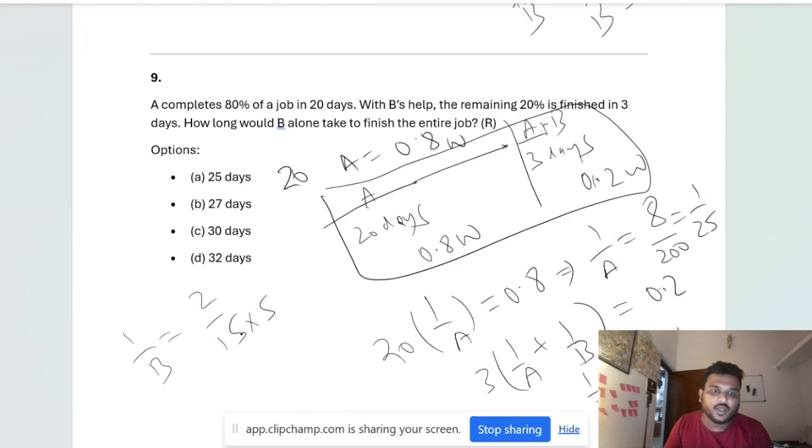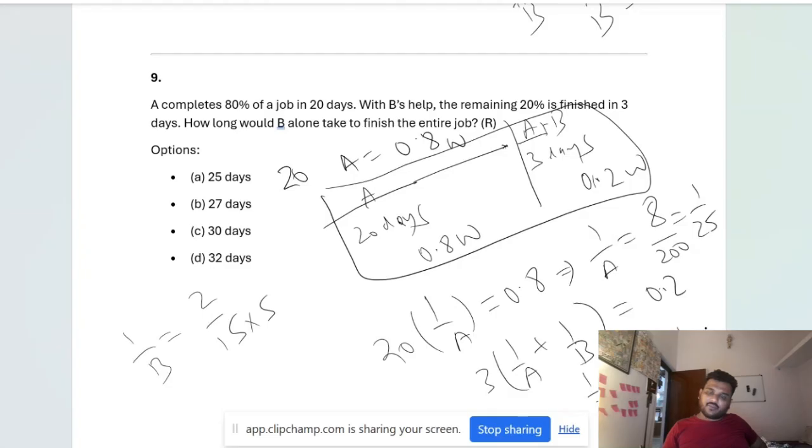Let's double check the calculation. 2 by 15 into 5 is correct, right? Because we did 20 days, 1 by A is this 0.8, and the remaining work, 1 by A plus 1 by B into 3 days, is 0.2. So this becomes 2 by 30, or 1 by 15, and A I was putting as 1 by 25. So this is correct.